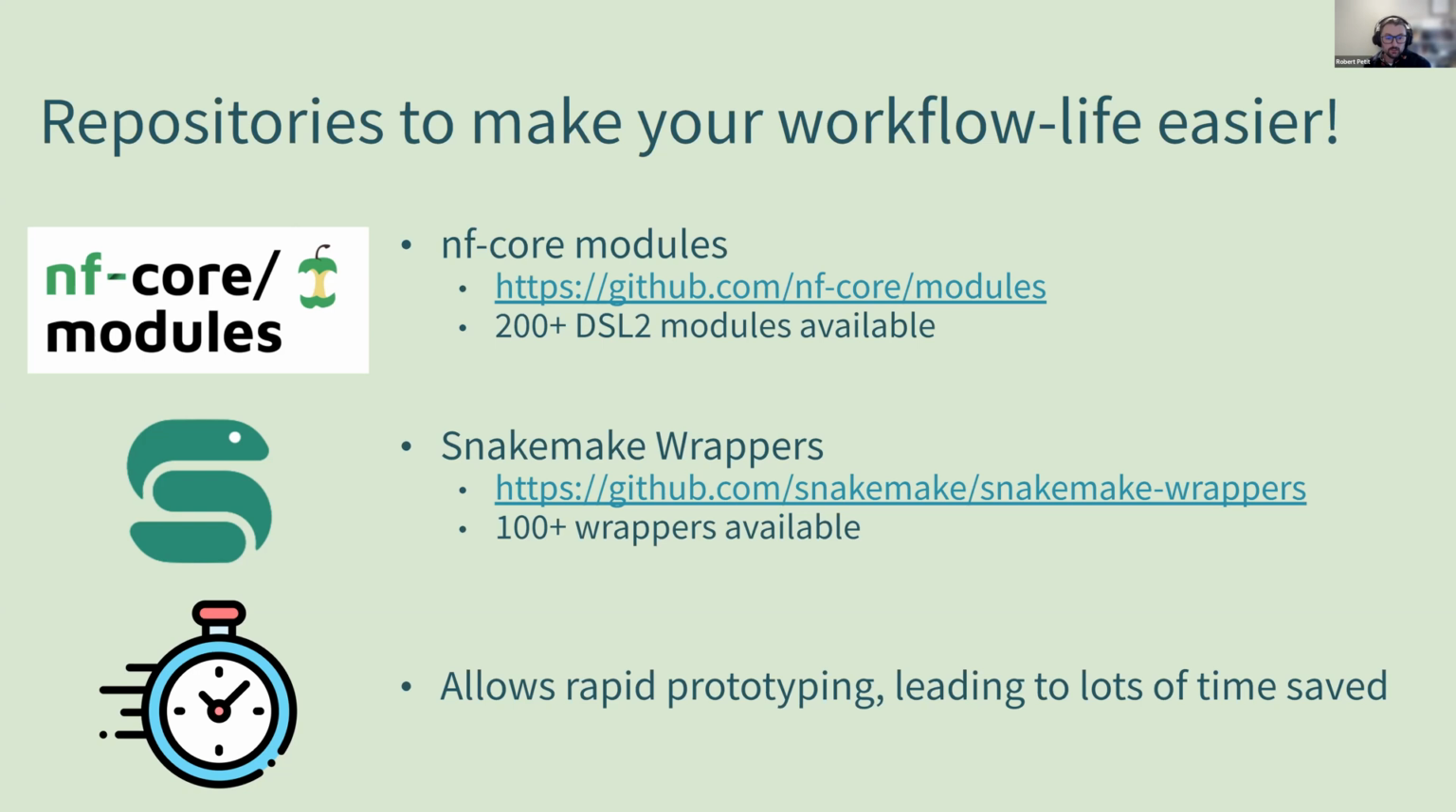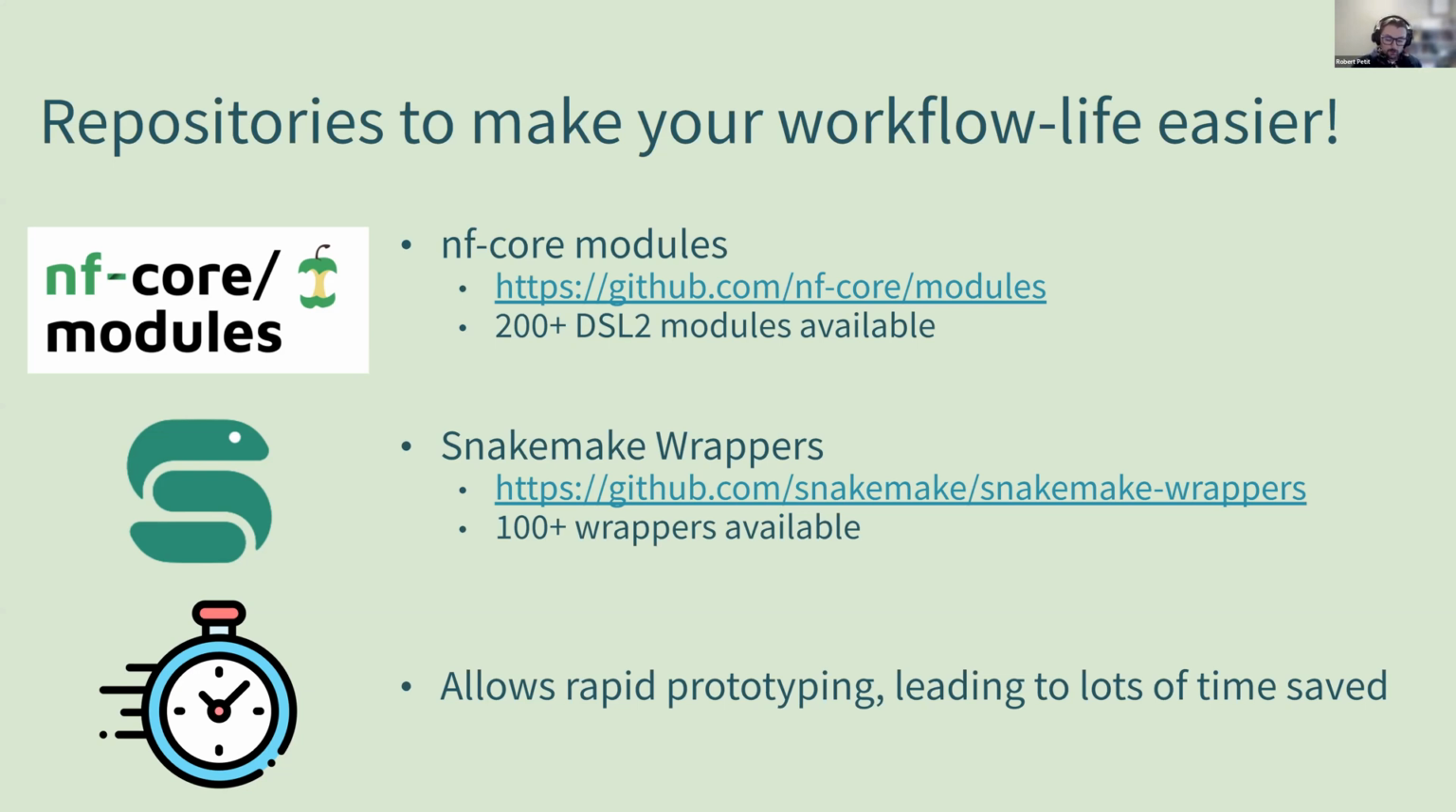Similarly, Snakemake has Snakemake wrappers, which again is 100 plus wrappers of Snakemake workflows that you can bring into your Snakemake pipeline, which I think is pretty cool, because pretty much we're all going to run Prokka or Shovill, FastP in very similar ways, and being able to just go grab this Shovill module from NF Core modules and do my thing is pretty awesome.